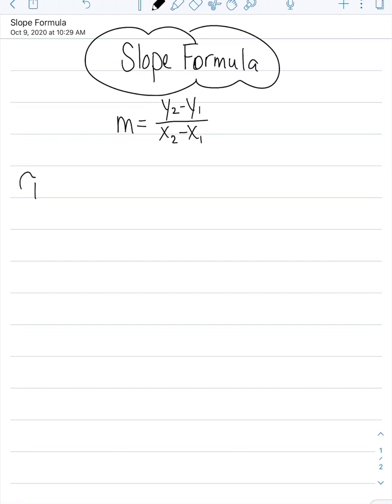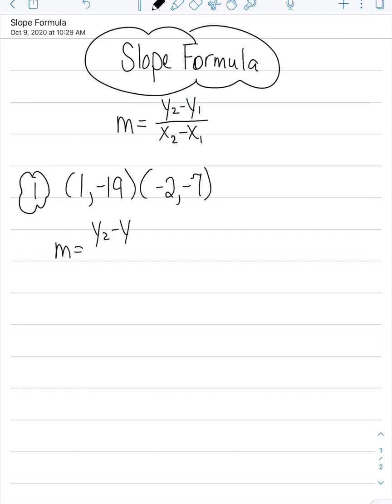So let's actually practice using this formula. Let's say you're given 2 points, (1, -19) and (-2, -7). You'll be asked something like, what is the slope of the line that passes through these 2 points? Well, we're going to use the formula to do that. So first I start by writing my formula. Yes, I want to see the formula every time. That's how you work on learning the formula without actually having to sit and say it over and over and over.